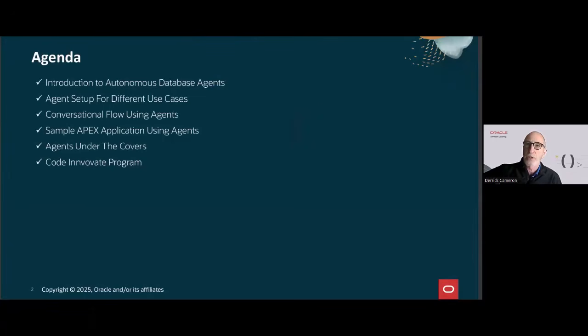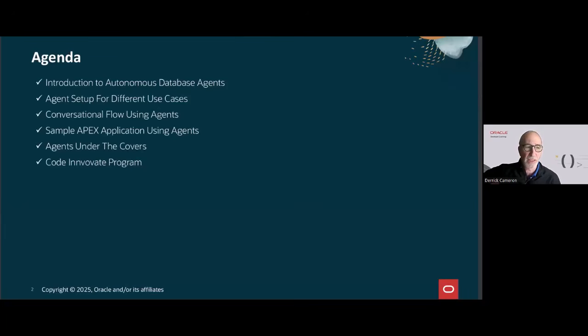So let's get started. I'll be covering an introduction to autonomous database agents. I will go through in detail the setup for 4 different use cases, each a little bit different to showcase certain features and show the conversational flow using those agents. We do have baked into our main vector search, natural language to SQL search, our main Database 26 AI search demonstration, the agentic flow.